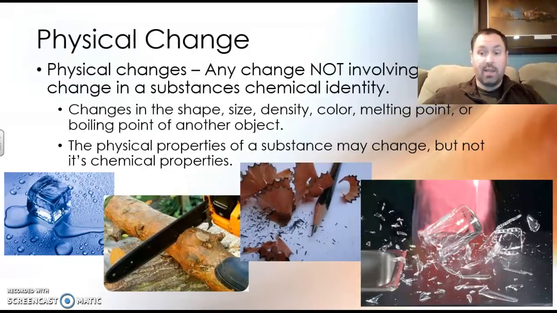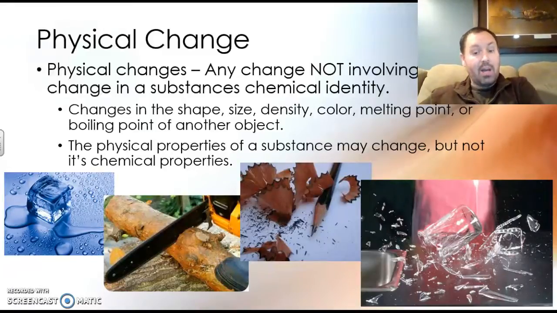In contrast, a chemical change changes what it's made up of. Like in photosynthesis, you're starting off with carbon dioxide and water, and then you end up with sugar. You've changed what it's actually made up of. It gets a new identity. But in a physical change, it does not get a new identity.